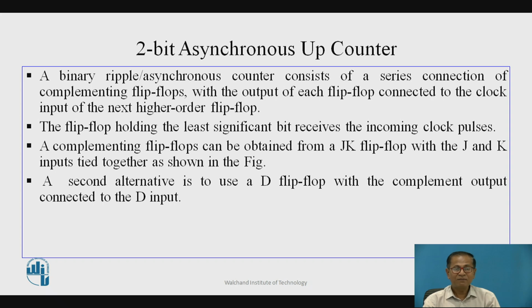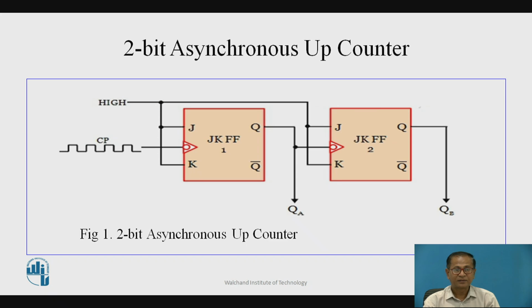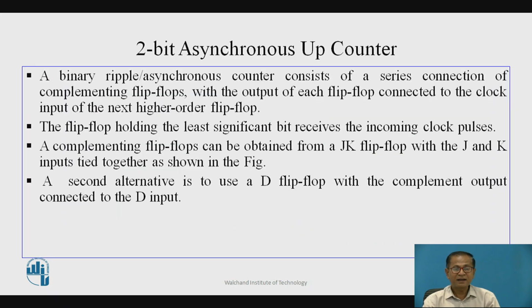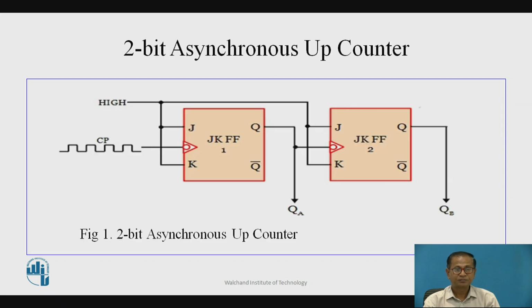A complementing flip-flop can be obtained from a JK flip-flop with the J and K inputs tied together, as shown in the figure. Here, J and K of both flip-flops are connected to logic high. A second alternative is to use a D flip-flop with the complement output connected to the D input.